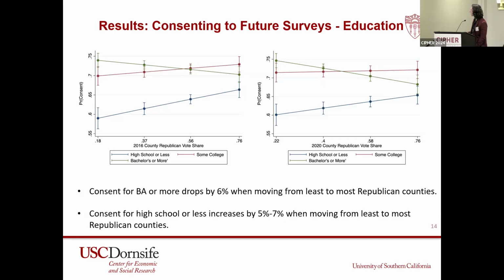So those that indicate they have bachelor's degrees are more likely to consent to future surveys in counties with low Republican vote share, but in counties with high Republican vote share, they're less likely to consent, and in fact, those who have a high school degree or less are more likely to consent in Republican-leaning counties.